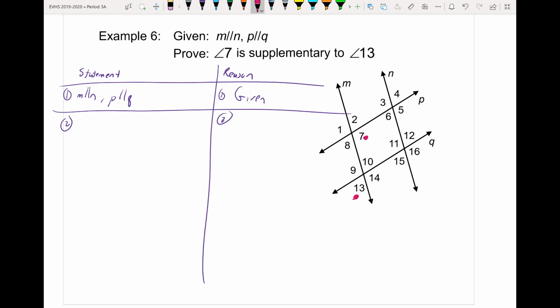Okay, would 7 equal 14? Yes, 7 would be congruent to 14. Why? They're corresponding angles. All right, so this right here is corresponding angles. All right? Then what?